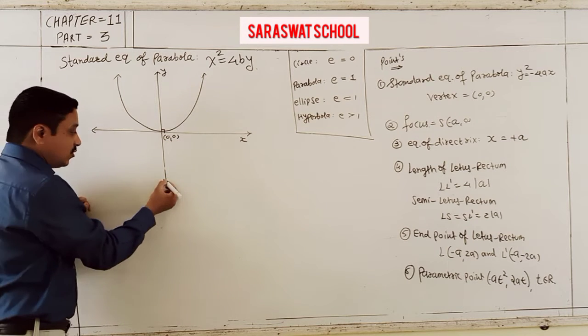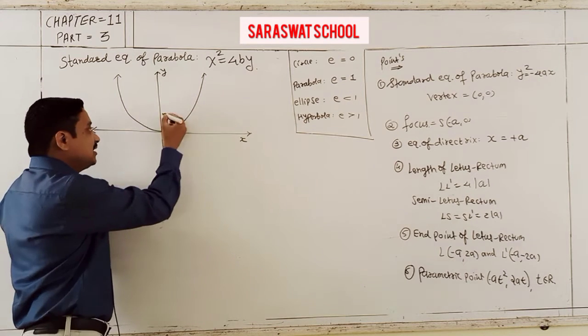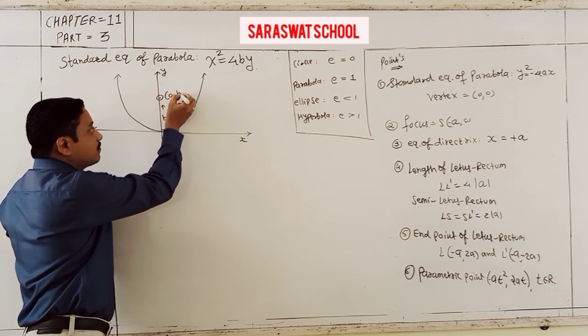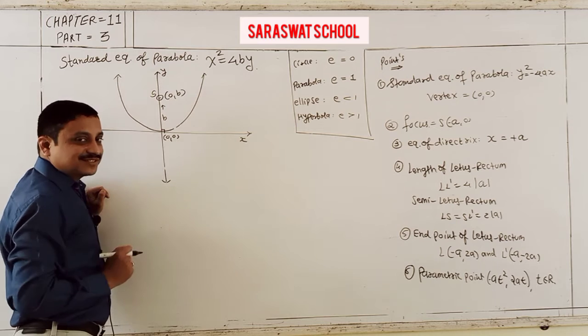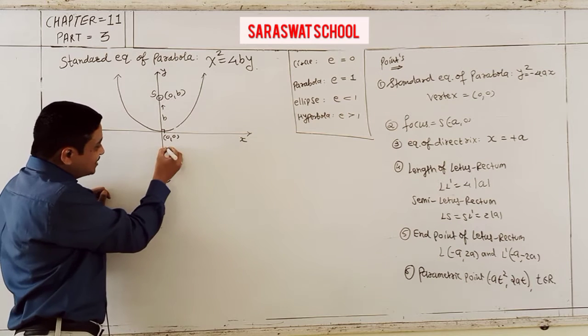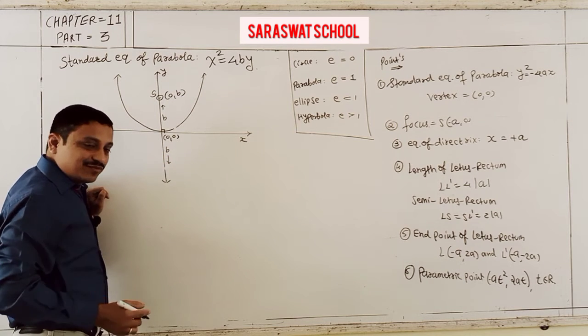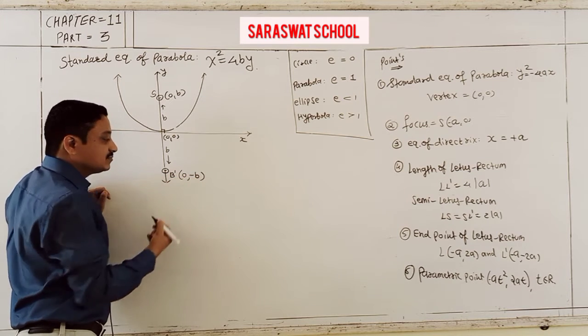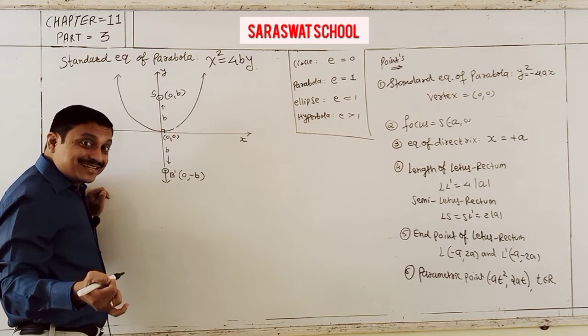And that's the y-axis. Students, here traveling some distance b, that point is (0, b). It is your focus. And the same distance traveled to the opposite side of the focus. Here the point is (0, -b), because that is the negative y-axis.